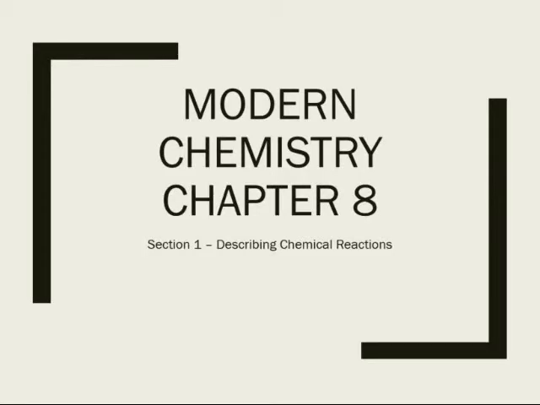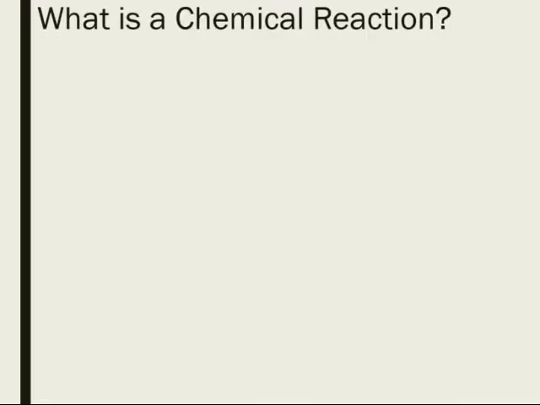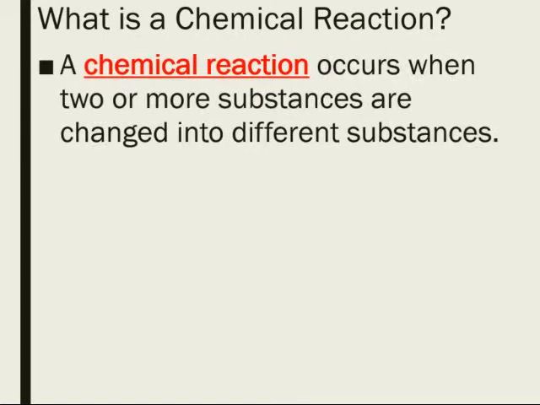All right, chemistry, this is your video lecture for chapter 8, section 1. We are talking about describing chemical reactions. First thing we're going to talk about is what is a chemical reaction? A chemical reaction occurs when two or more substances are changed into different substances. There's the key, different substances.